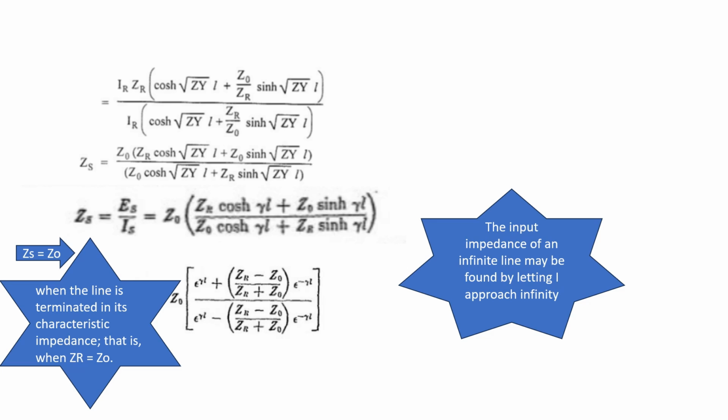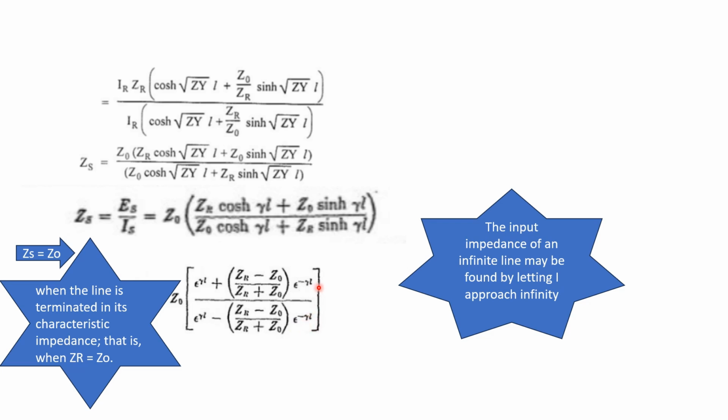So when we take e power gamma L in the numerator and e power gamma L in the denominator outside the bracket, both are cancelled. Then we have to apply the condition for an infinite line, that is L equal to infinity, in this equation. It becomes Z is equal to Z0 into, here e power gamma L by e power gamma L get cancelled, then it becomes 1 plus (ZR minus Z0) by (ZR plus Z0) into e power minus 2 gamma L, divided by 1 minus this term into e power minus 2 gamma L.